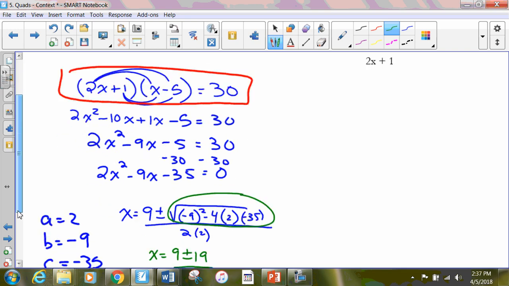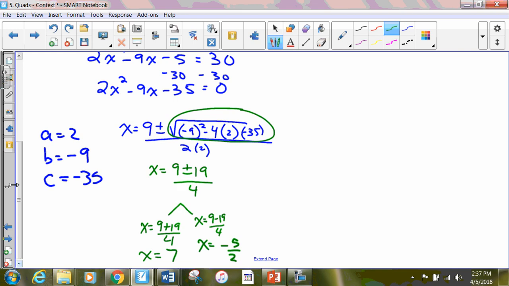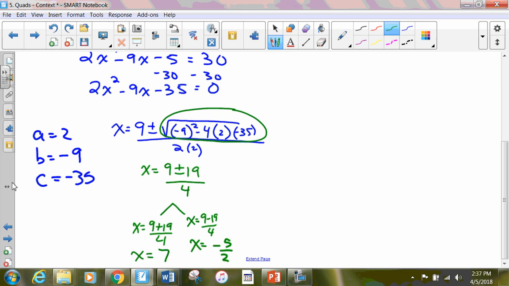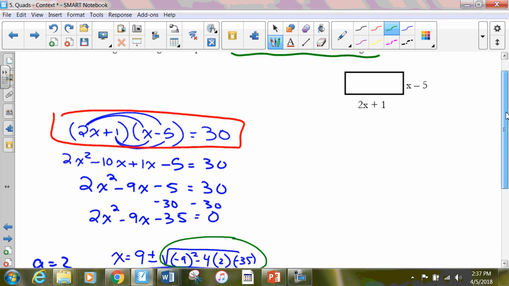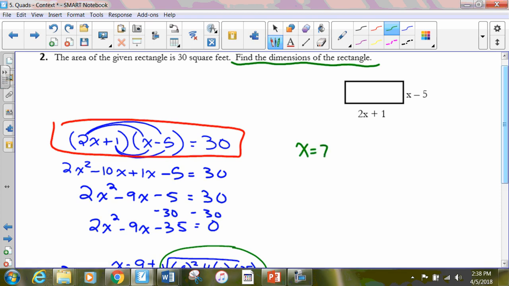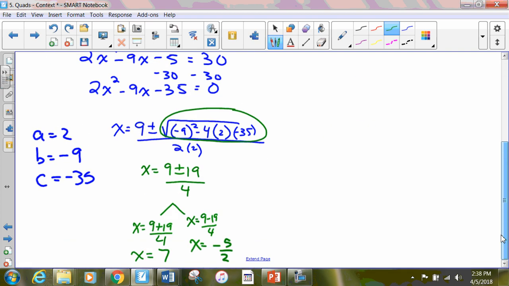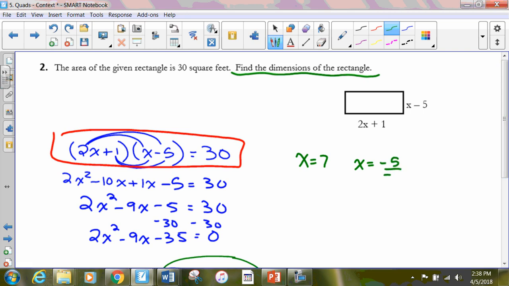So let's think about this. Let's transfer our answers up here: either x is 7 or x equals -5/2. Only one of them is going to work. Can you see the one that's not going to work? That's right. If we used -5/2 for x and plugged it into the width, we'd get a negative dimension. If we plug it into the length, we get a negative dimension. That's not okay. Measurements have to be positive, right? So we know that that's not our option.